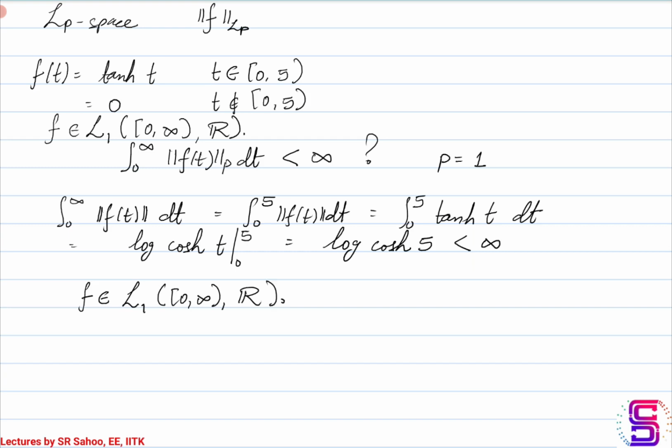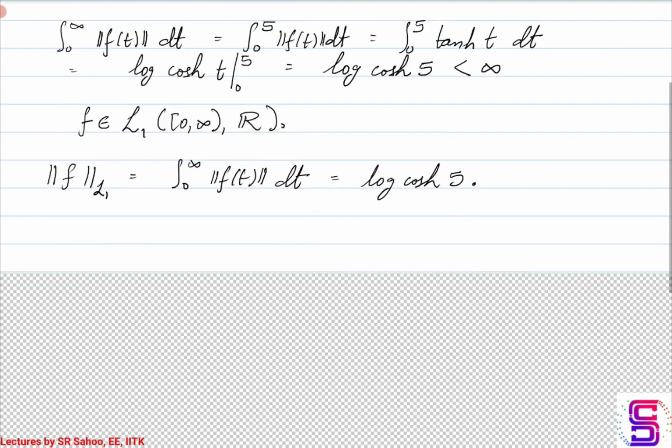Now, what is the L1 norm of this particular signal? This is going to be the same as we had evaluated here, with p equal to 1. So this is what will be the L1 norm, and as we have evaluated, it turns out to be log cosh of 5. This is the L1 norm.